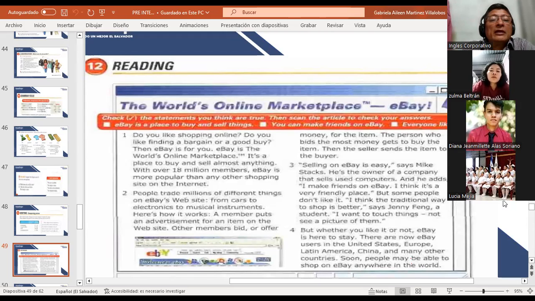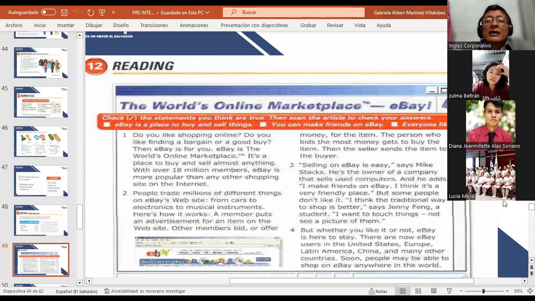With over 18 million members, eBay is more popular than any other shopping site on the internet. People trade millions of different things on eBay's website, from cars to electronics to musical instruments. Here's how it works. A member puts an advertisement for an item on the website. Other members bid or offer money for them. The person who bids the most money gets to buy the item. Then the seller sends the item to the buyer.